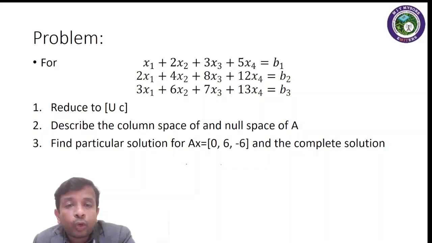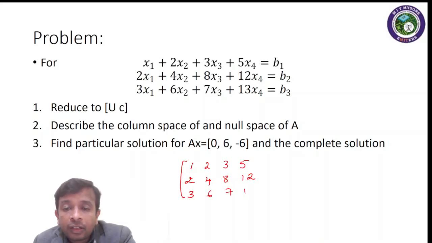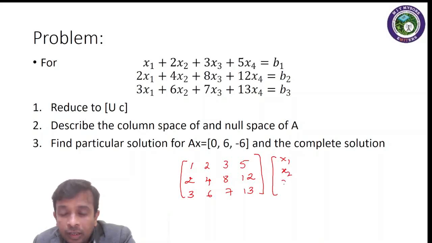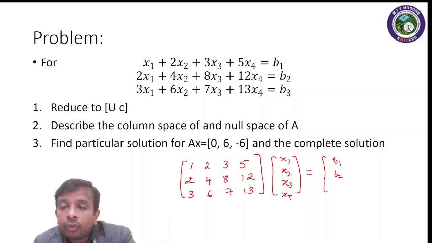That is, if I have to consider the variables x1, x2, x3, x4 and the corresponding coefficients, the matrix A would be 1, 2, 3, 5, and 2, 4, 8, 12, 3, 6, 7, 13, and x we can write as x1, x2, x3, x4, and on the right hand side it is b1, b2, b3.